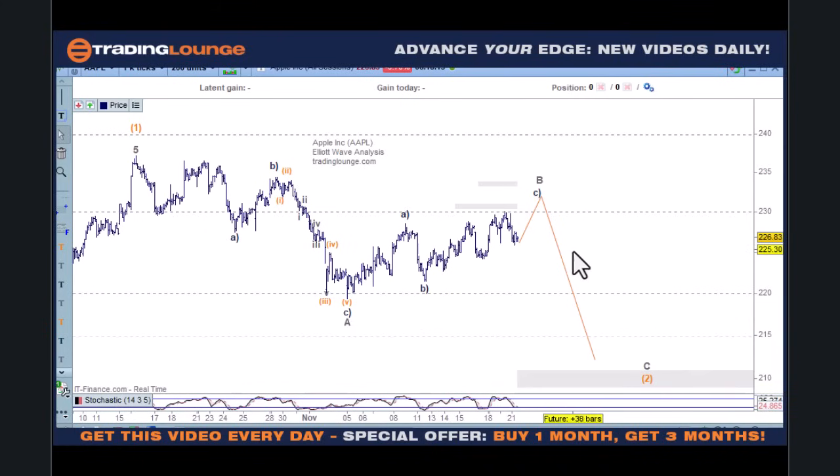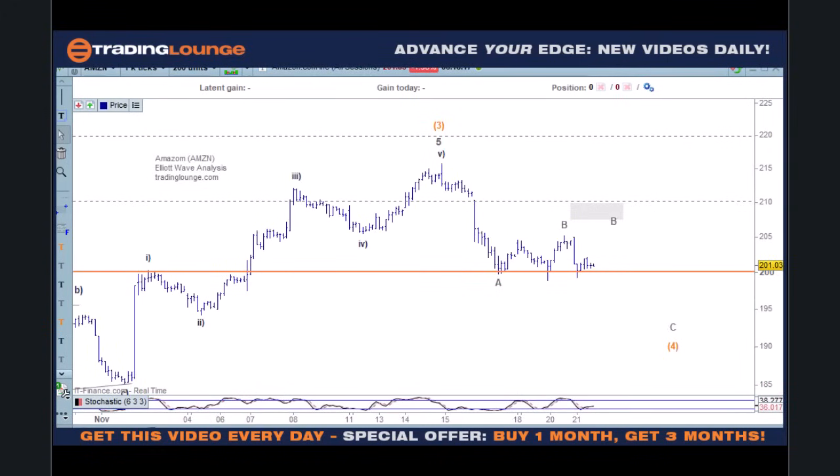I mean, if we can see a short trade setup, we'll look at it and we'll take it. But you don't want to be involved in this at this particular top area here. It's just not the done thing. So over to Amazon here now.